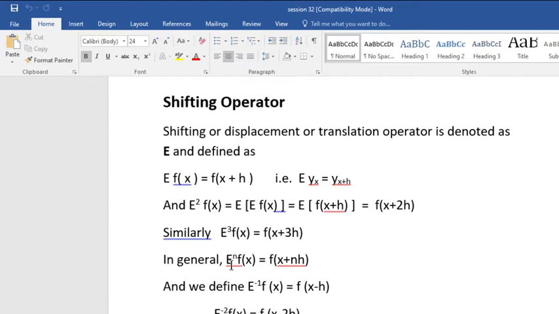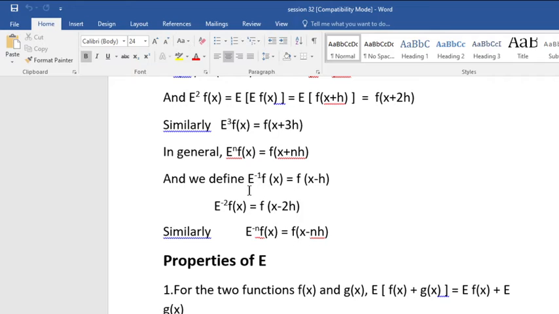In general we can write E raised to n of f of x is equal to f of x plus nh, and also we can define E raised to minus 1 of f of x is equal to f of x minus h. That means one thing we can note down here: if it is positive then we get plus, and if it is E raised to minus 1, that means if it is negative, then we get minus. Similarly, E raised to minus 2 of f of x we can write as f of x minus 2h. Similarly, E raised to minus n of f of x is equal to f of x minus nh.